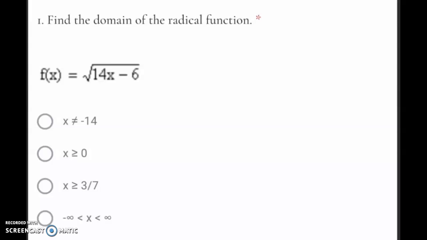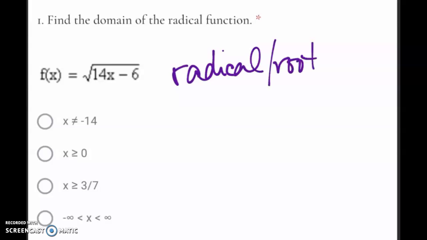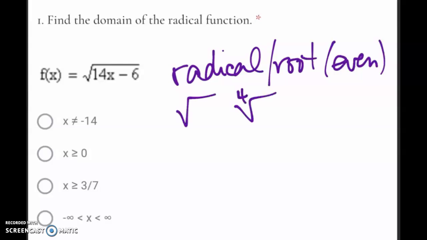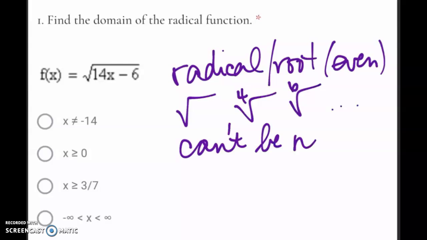The thing you've got to remember is if you're trying to see if your domain is restricted, you're looking for two things. You've either got a radical or a root, and that's going to be even. We're talking about square roots, fourth roots, sixth roots, and so on. If you have one of these, you know it can't be negative. You can't square root a negative number in the real number system.